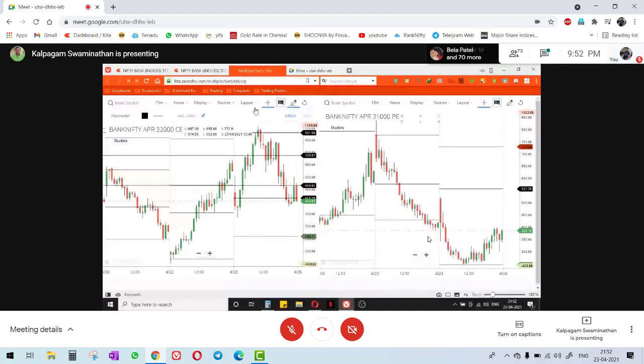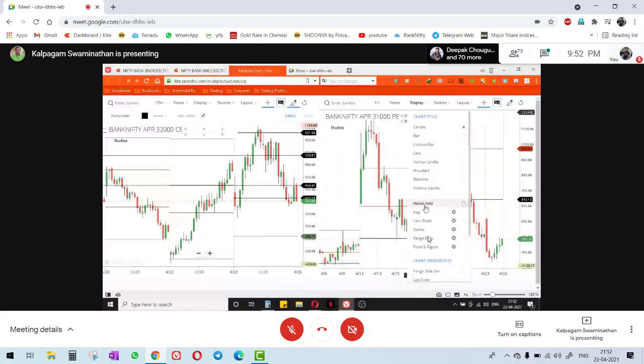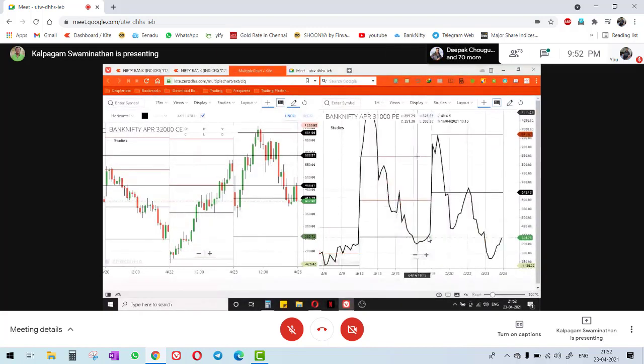Now, as far as I'm concerned, beyond this, there could be no system which is simpler, which can explain to you how to enter and exit. You see the rejection right at the pivot point level. Then the price starts going downward. So you keep marking all your turning points here.